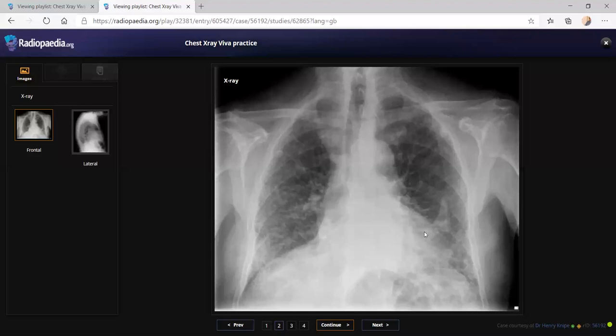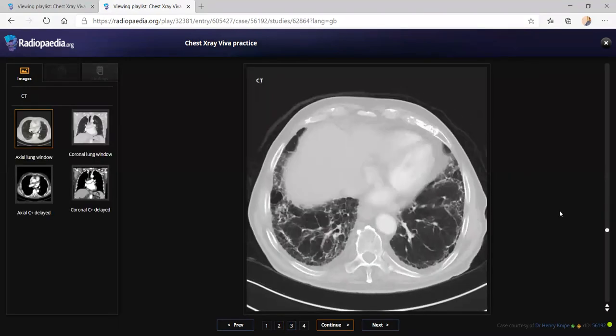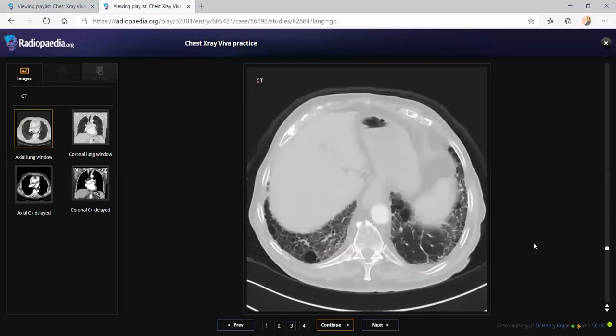And you missed this pleural plaque, and only after prompting you could find, yes, a plaque. So that itself was actually defining the film, like it's an asbestos related pleural disease. Then you had to tell it's asbestosis. And CT was very typical of a UIP pattern with honeycombing and reticular shadows.